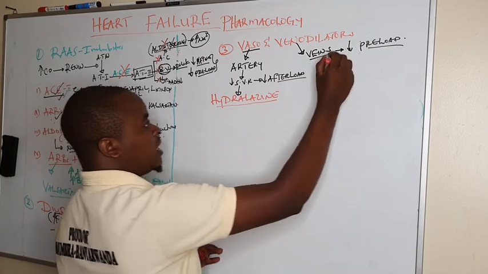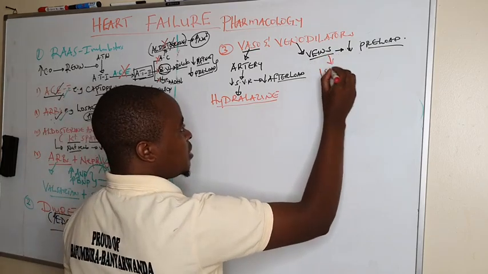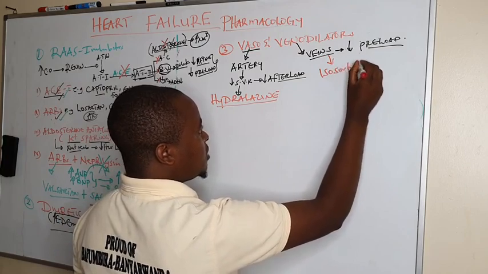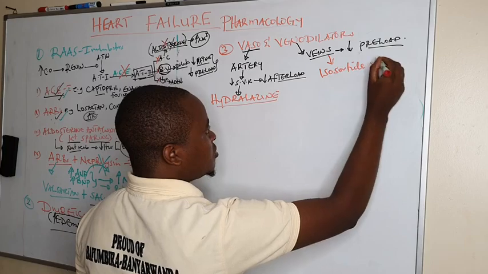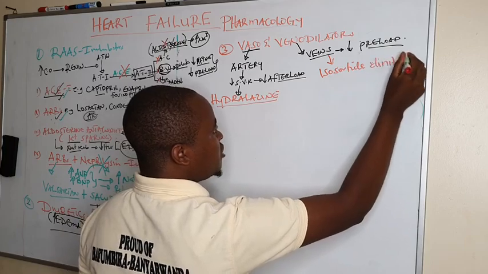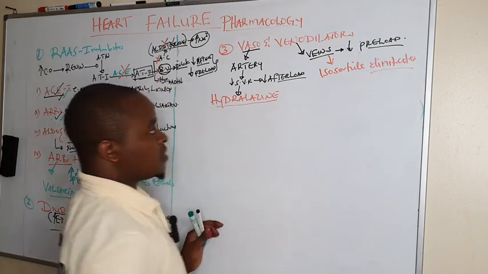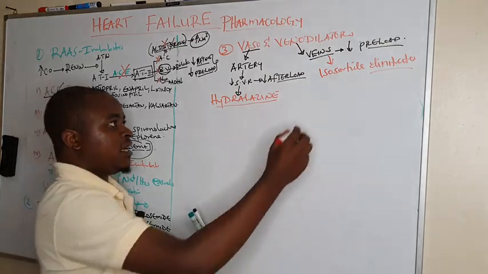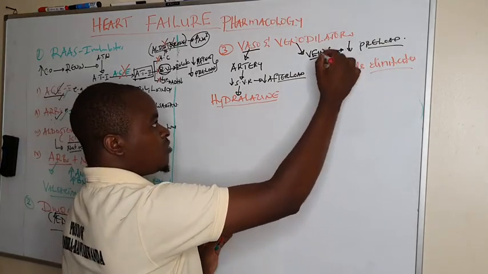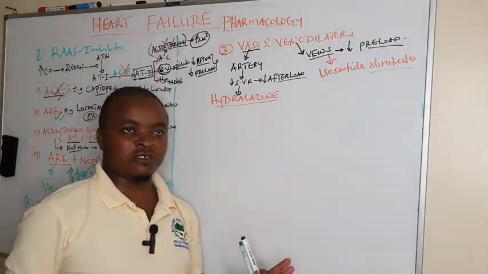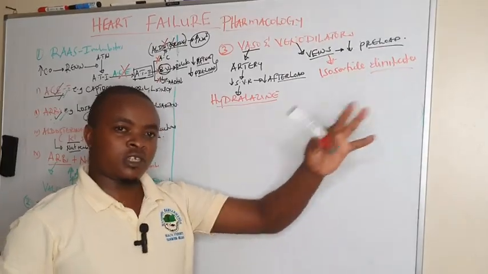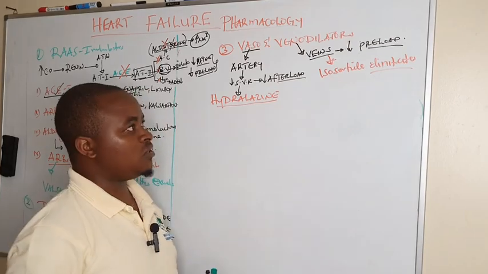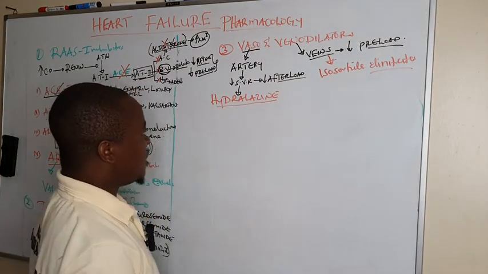Then the venodilator we can use is isosorbide dinitrate. So these are nitrates. Isosorbide dinitrate can be used as a venodilator. And when it causes the venodilatation, it decreases the preload, which decreases the requirement of the heart to contract so much, which can treat heart failure.